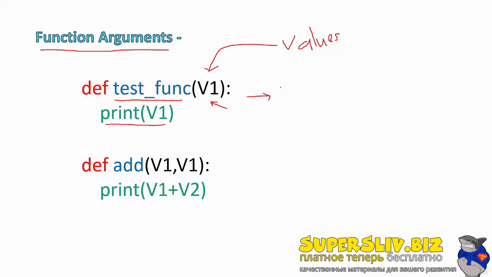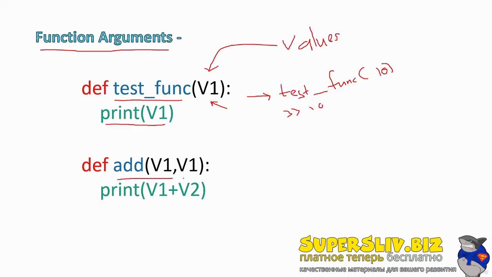To run this function, we have to specify the function name testfunc. Then we can pass any value as an argument. Imagine I am passing number 10. Then the output will be 10 because this function is printing the argument.